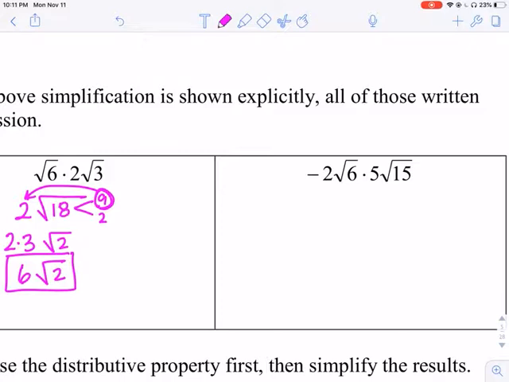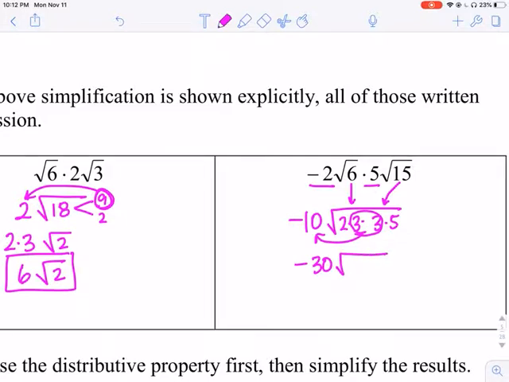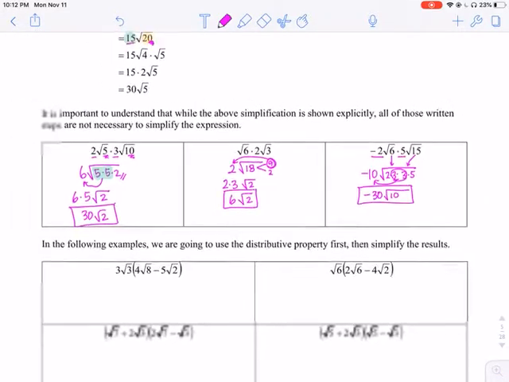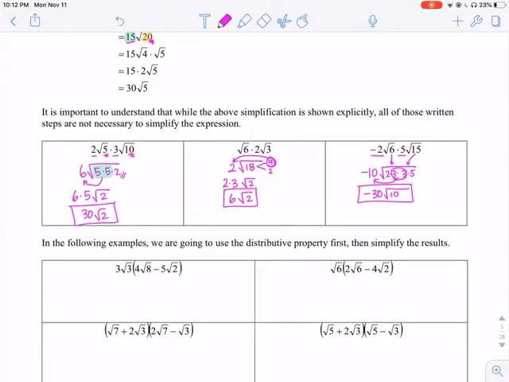And then on this one here, we would have negative 2 times 5, negative 10 on the outside. I'm going to leave the 6 here. And the 15, I know I can break into 3, 5. While I'm at it, I might as well break up the 6 into 2 and 3. So I can see that the 3's have a pair going to the outside. Negative 30, square root 2 and 5 are left inside, so 10. That would be my final answer there. So that is how I would multiply them and then simplify.